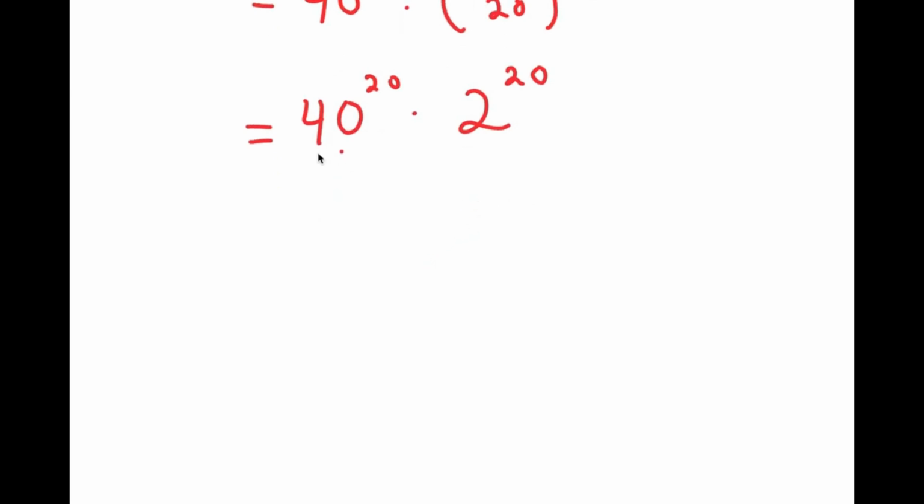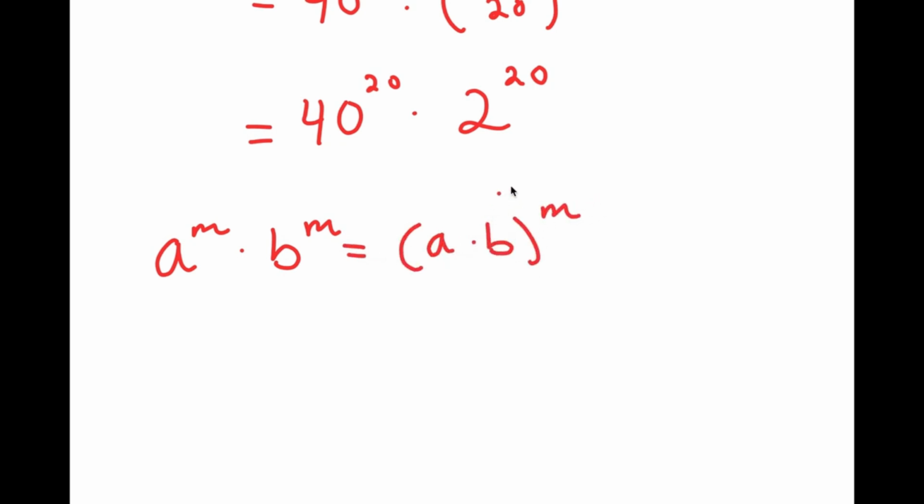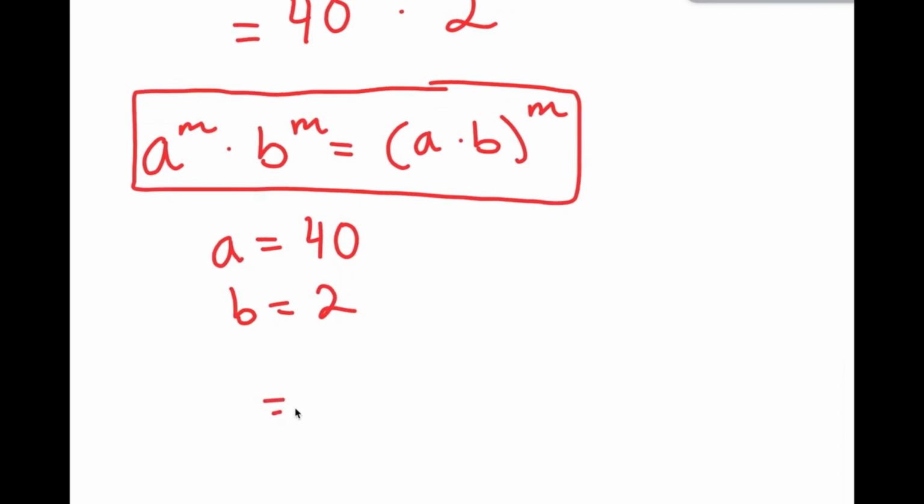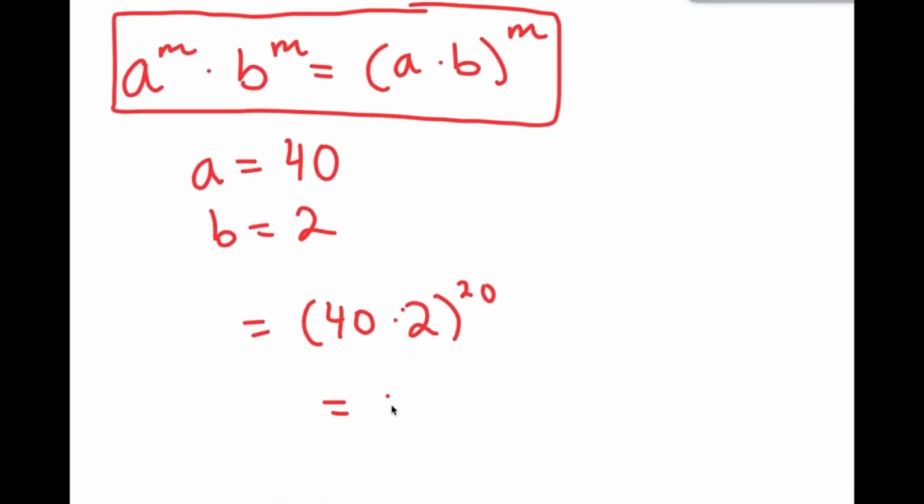Now, if I have something in the form a to the power of m times b to the power of m, this is equal to a times b to the power of m. And this is my third and final property for this video. So in this case, a is 40 and b is 2. So this turns into 40 times 2 to the power of 20, which is equal to 80 to the power of 20. So this is my answer to this problem.